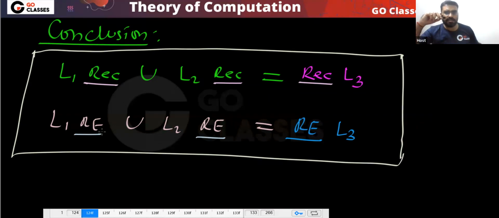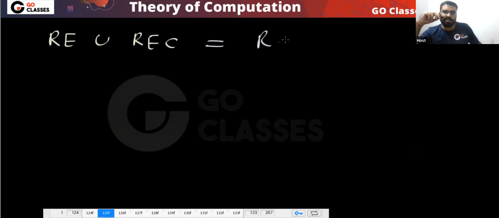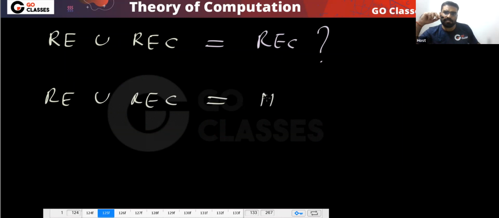So REC union REC will be REC. RE union RE will be RE. What can you say about RE union REC? Can you guarantee it is REC? No. Okay, can I say this union is not REC?